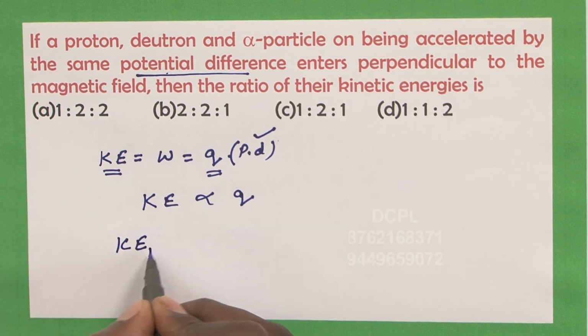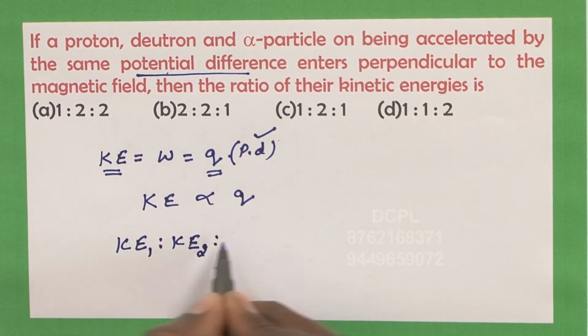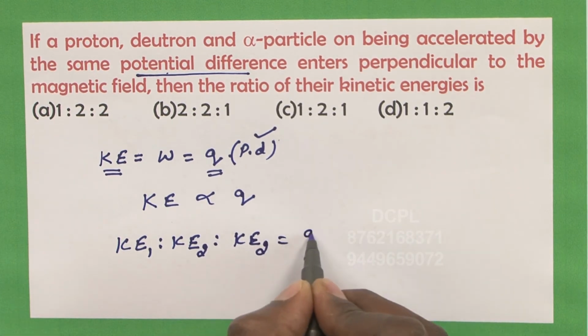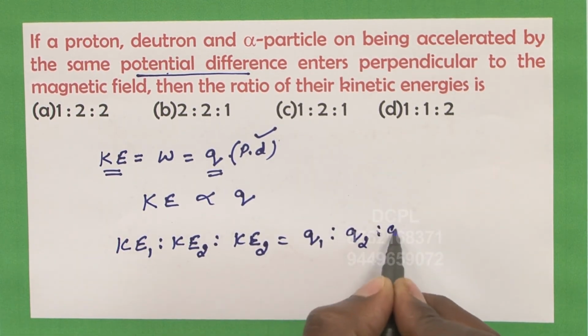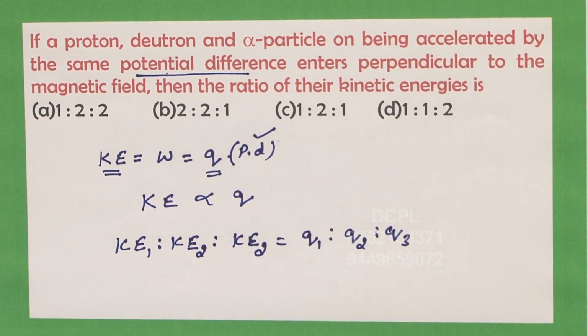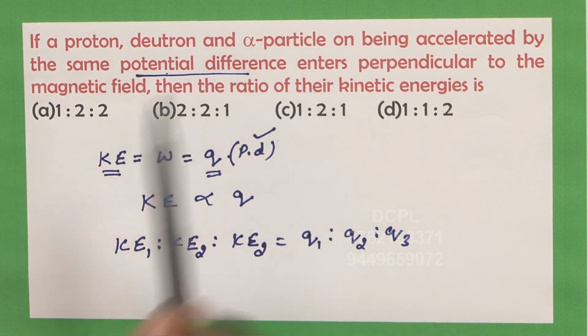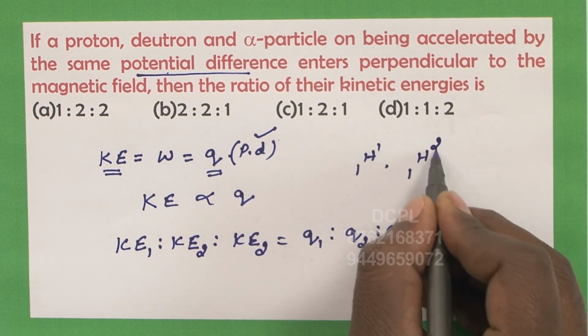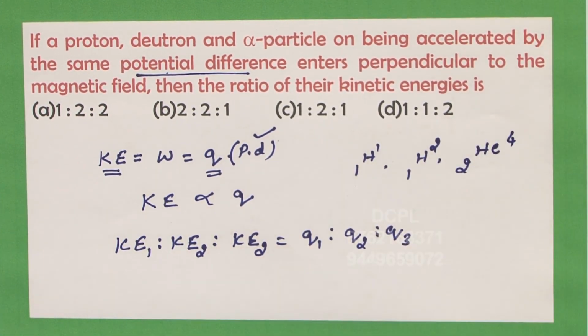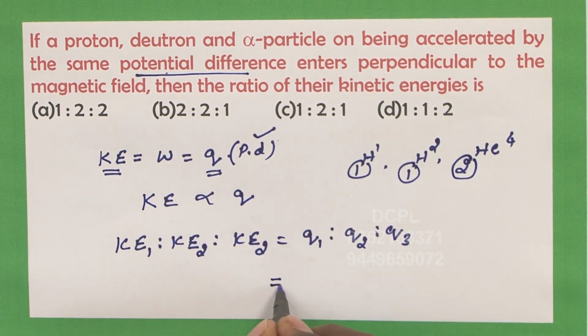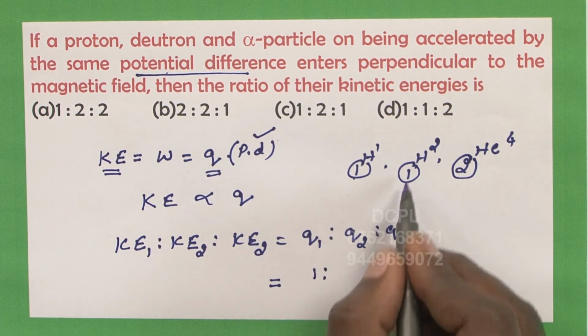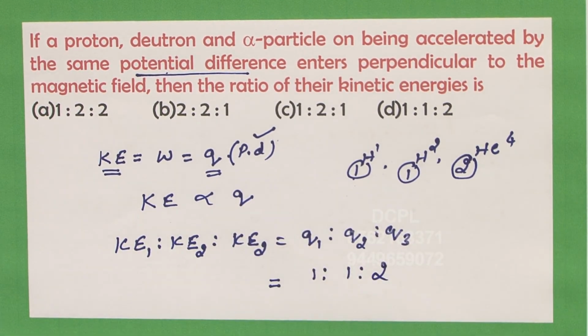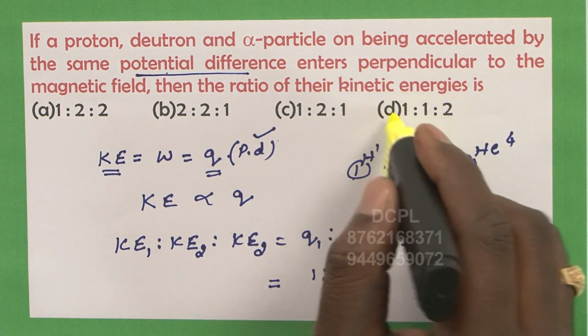Then, if you want to find the kinetic energy ratio, then it should be equal to Q1 is to Q2 is to Q3, where Q1, Q2, Q3 are the charges of the particles proton, deuteron and alpha particle respectively. Proton 1H1, deuteron 1H2, alpha particle 2He4. So, what is the charge on the proton and the deuteron? Same. Then what is the charge on the alpha particle? 2 times the charge of the proton. So, this kinetic energy must be in the ratio 1:1:2. Therefore, option D is correct.